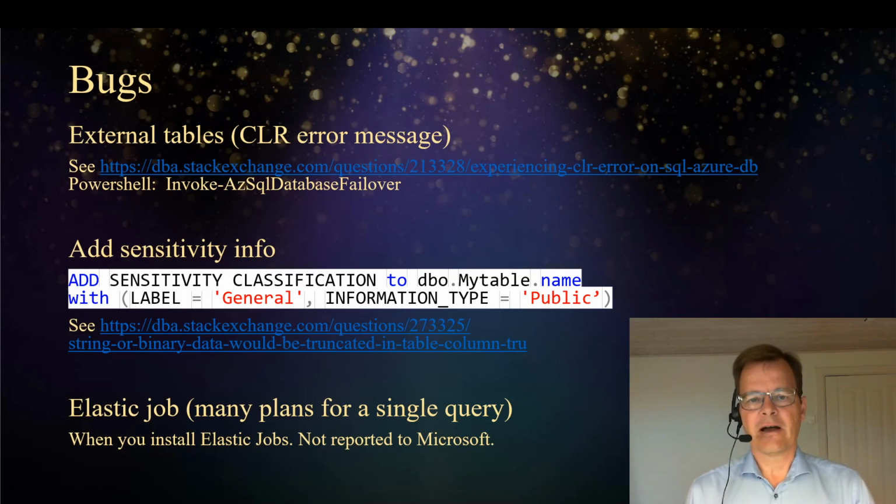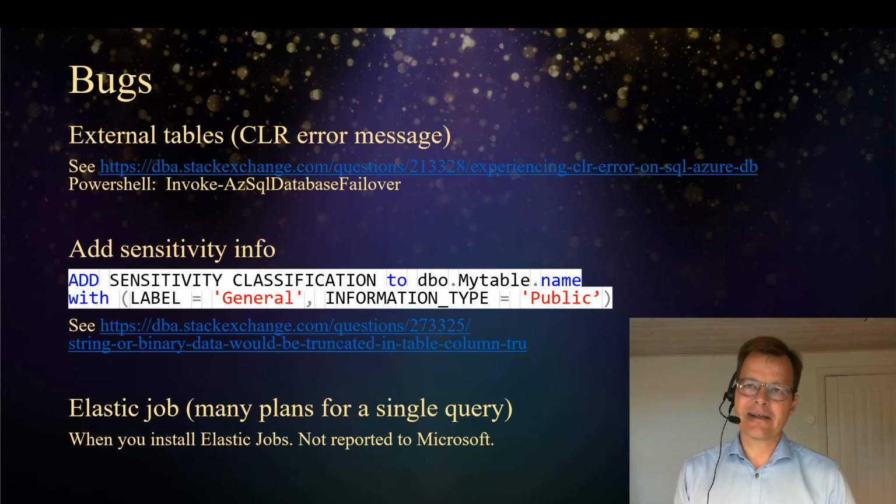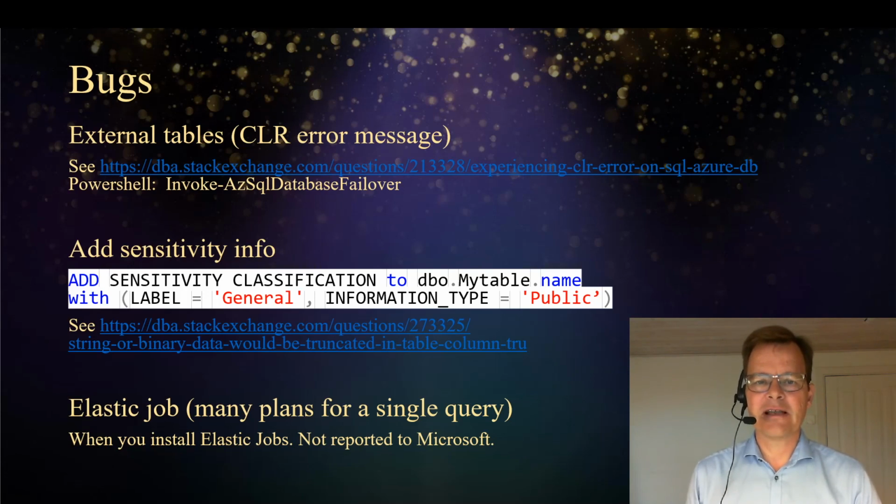I also think I found a bug with the Elastic Jobs. It's still in beta, and it's not really a bug. It's just that SP Blitz is reporting many plans for a single query, and that single query is somewhere deep inside the Elastic Job SQL code.